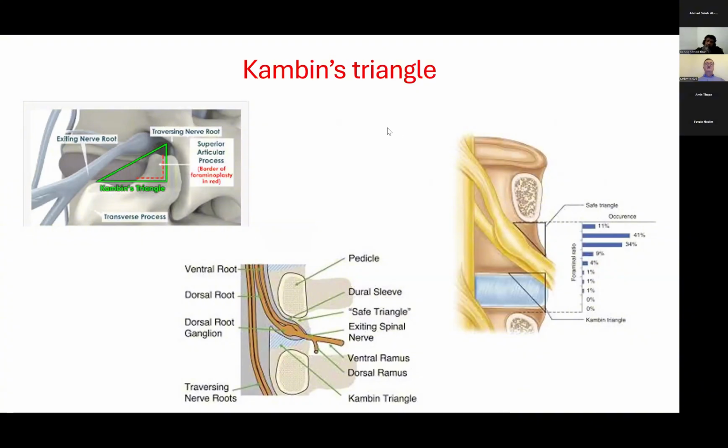The so-called Kambin's triangle is described to enter the disc space with safety. This is Kambin's triangle. And in that triangle, the spinal ganglion can be injured, and we must be very careful if we are trying to make a transforaminal endoscopic surgery.